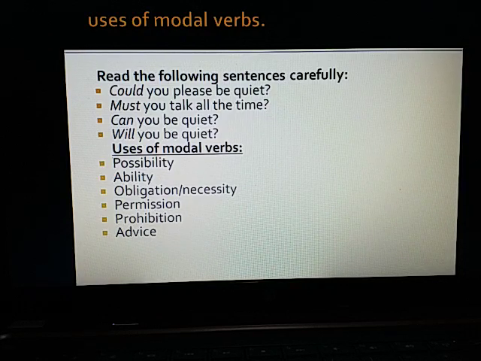Could you please be quiet? Must you talk all the time? Can you be quiet? Will you be quiet? Sentence 1 shows a polite and formal way of asking someone to be quiet. Sentence 2 shows that the speaker is annoyed. The sentence could be spoken by a person who is in some way superior to the listener. There is a little politeness in it.